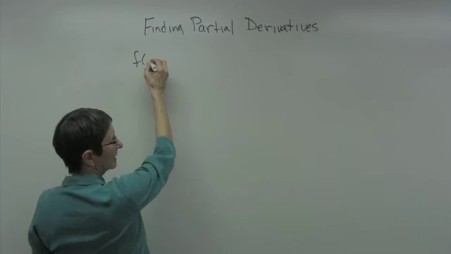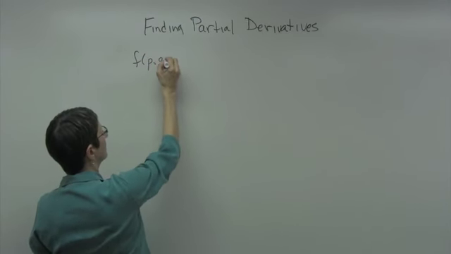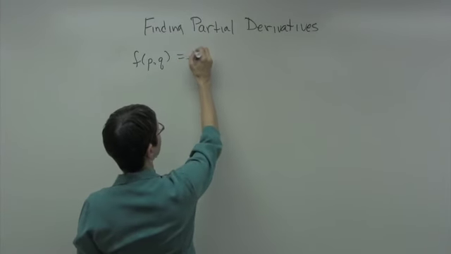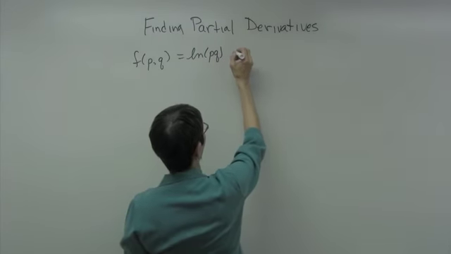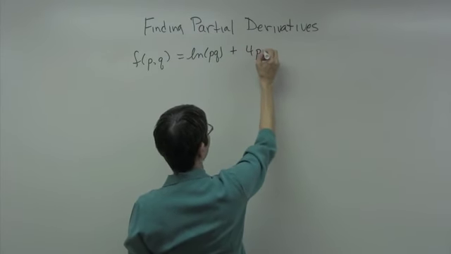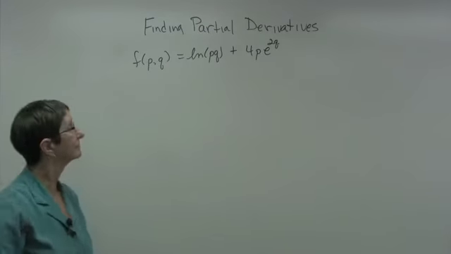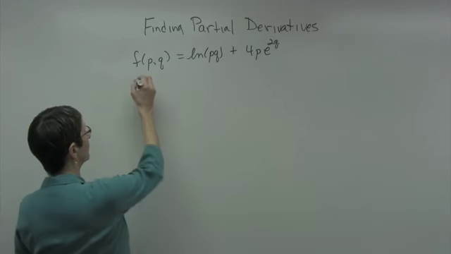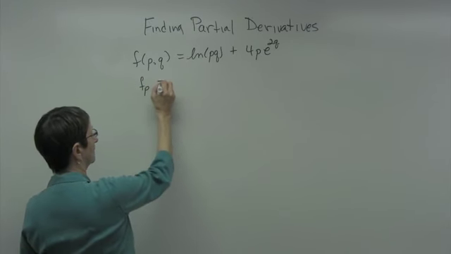F of p q is equal to ln of p times q plus 4p times e to the 2q. I have two partial derivatives. I think I'll use the subscript notation this time. Partial of f with respect to p.